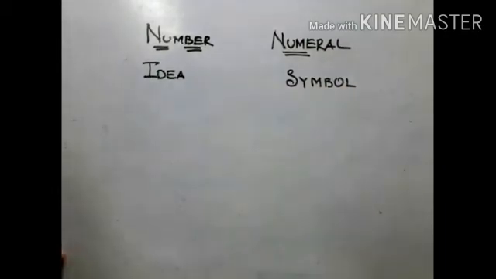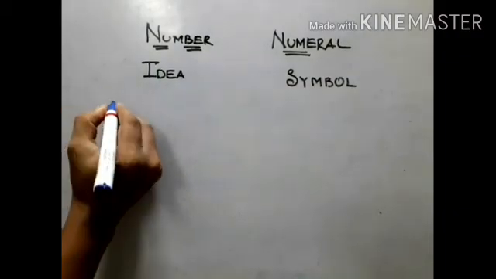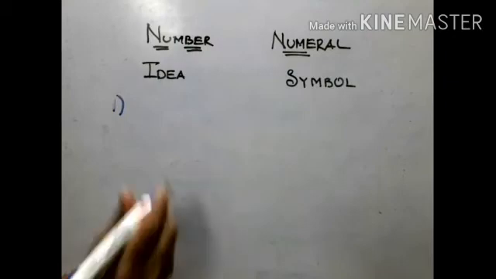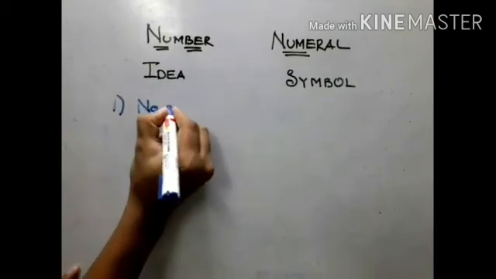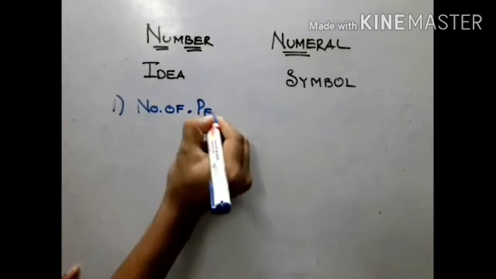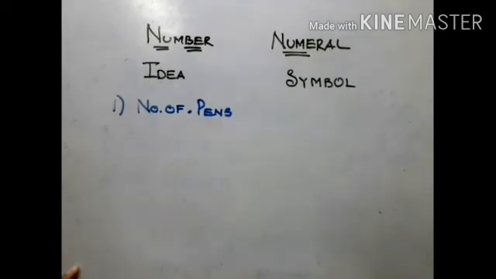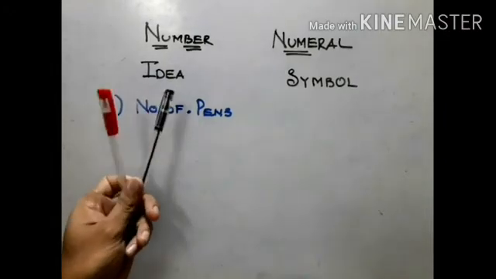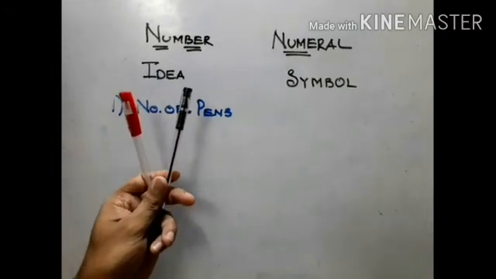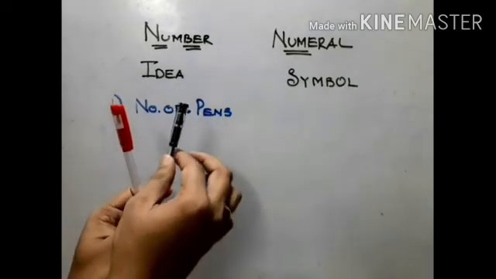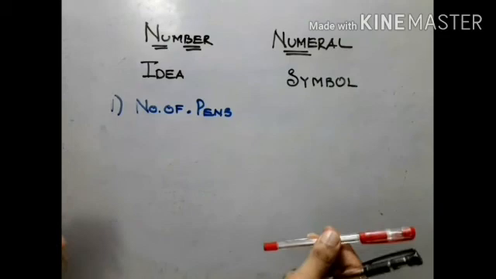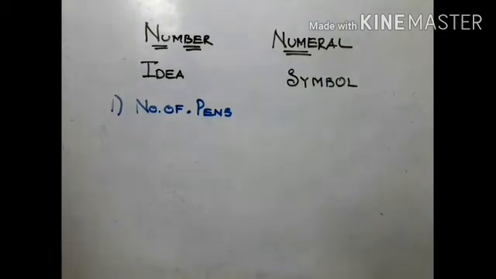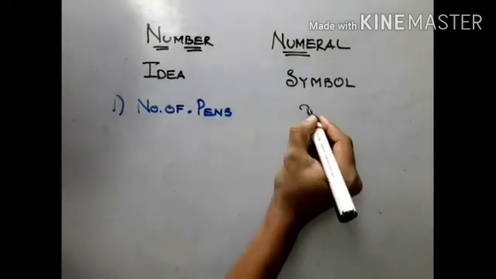Now look, first, my idea is to count the number of pens I am carrying with me. I will show you. Look. So I am carrying 2 pens with me. How can I count this? So 1 and this is 2. So this idea of counting the number of pens I want to express as a symbol, that is 2.